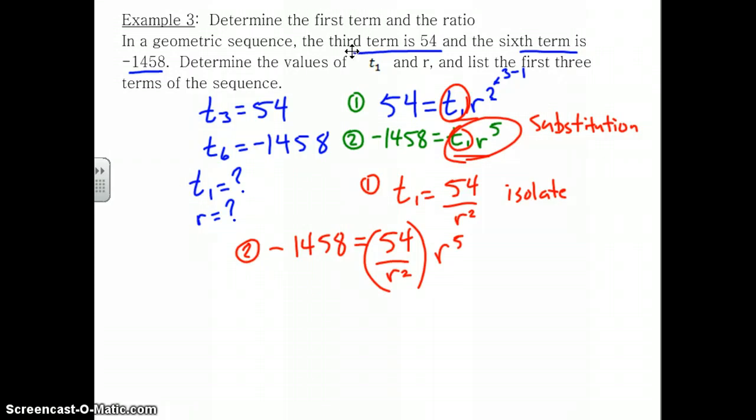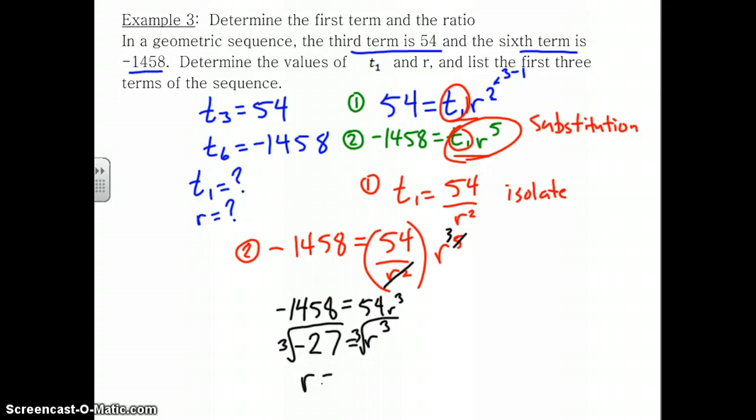Okay, now we just need to simplify this to get the R by itself. So R squared will reduce with 2 of those, so we get negative 1,458 equals 54 R cubed. Okay, next step is to divide both sides by 54. So we get negative 27 equals R cubed. Okay, how do we deal with that? Well, what we want to do is take the cube root of each side. Cube root.